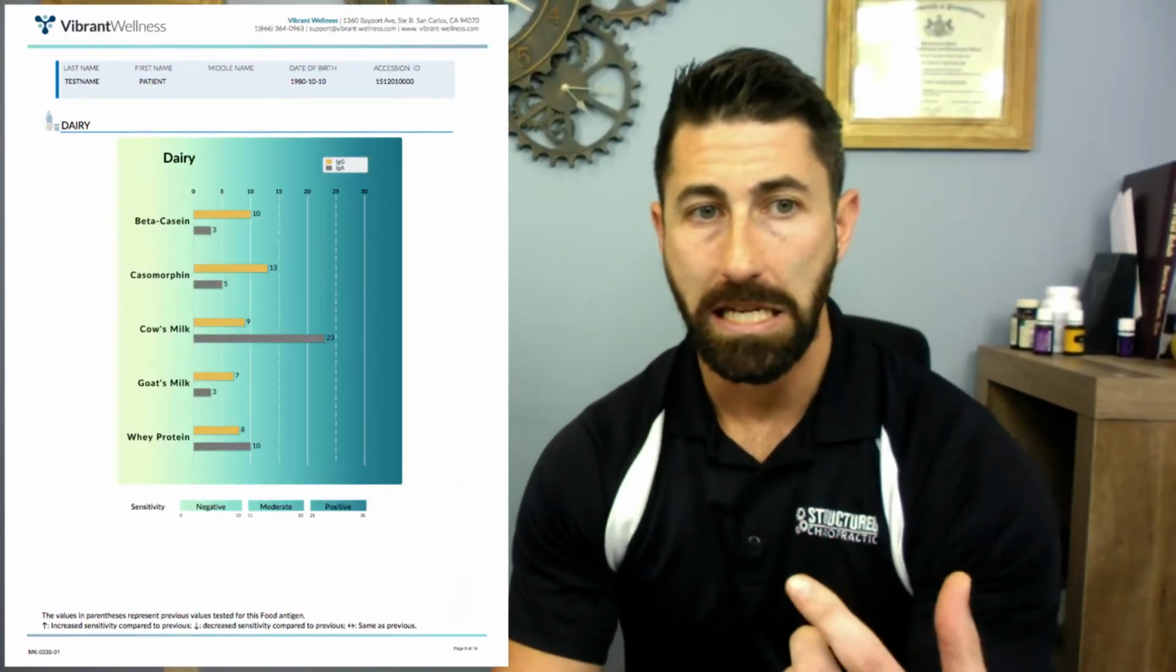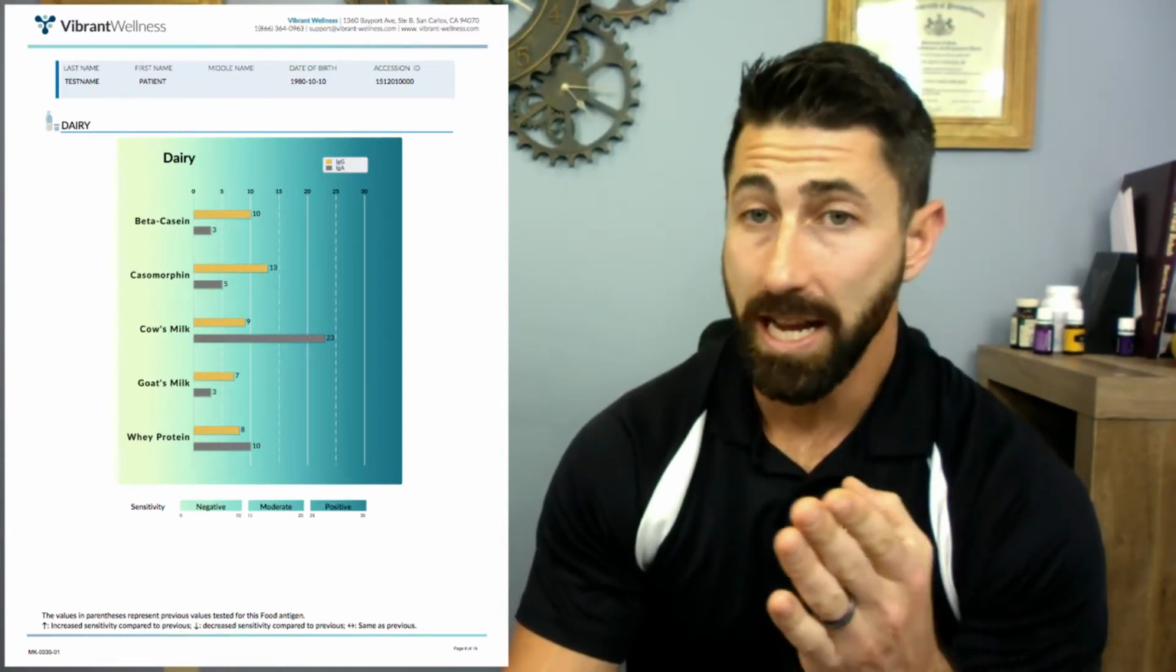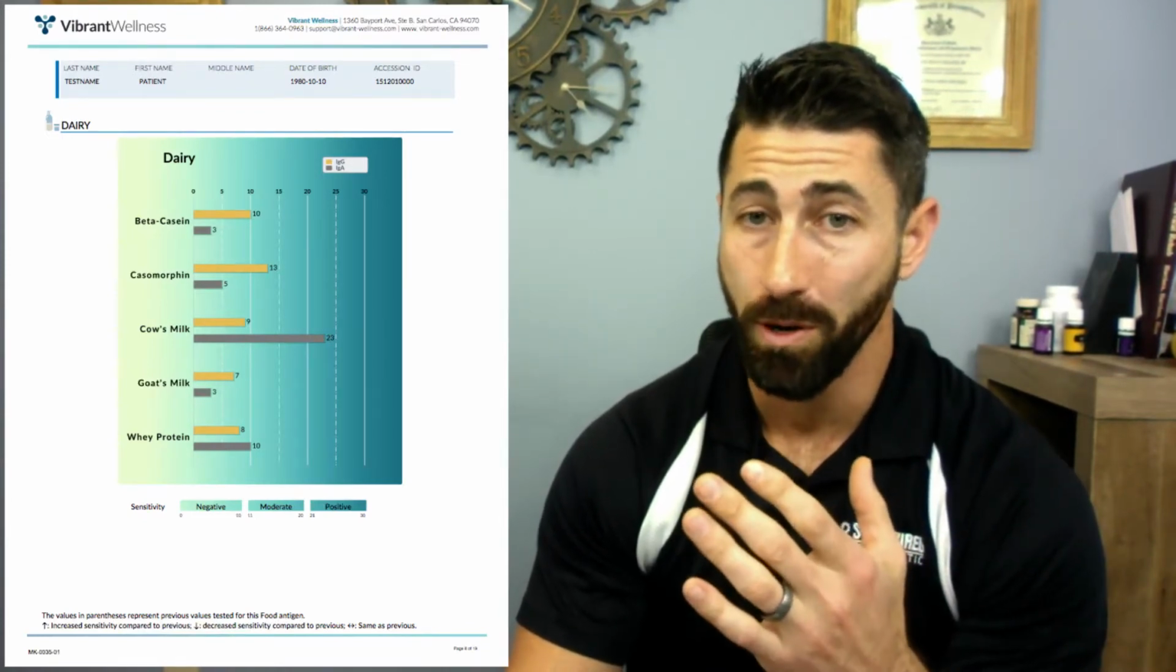Okay, same thing, beta-casein. So this splits down. We used to have a milk subfraction test with Immunolabs. This actually breaks it down directly for you. It puts the goat milk on there, puts whey protein on there, which is fantastic for people who are trying to use whey protein to be healthy.